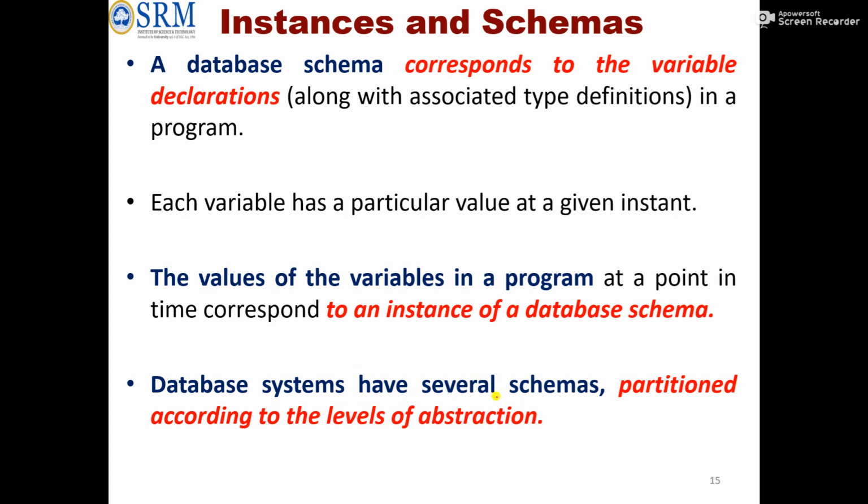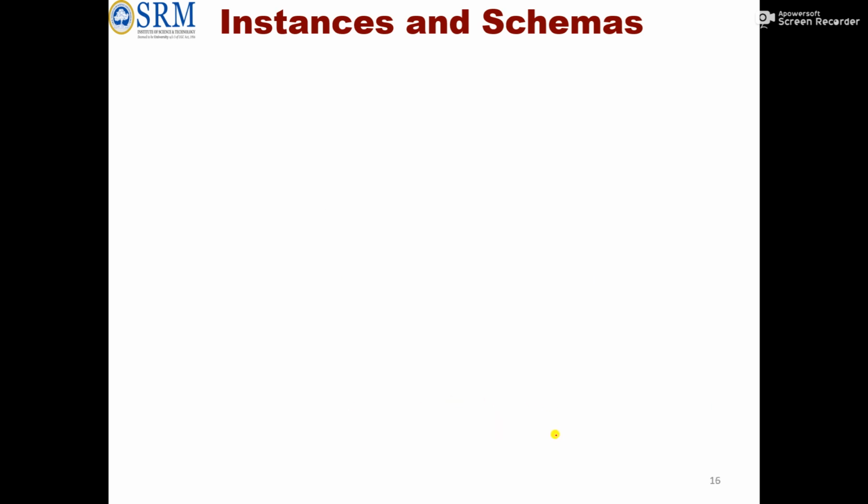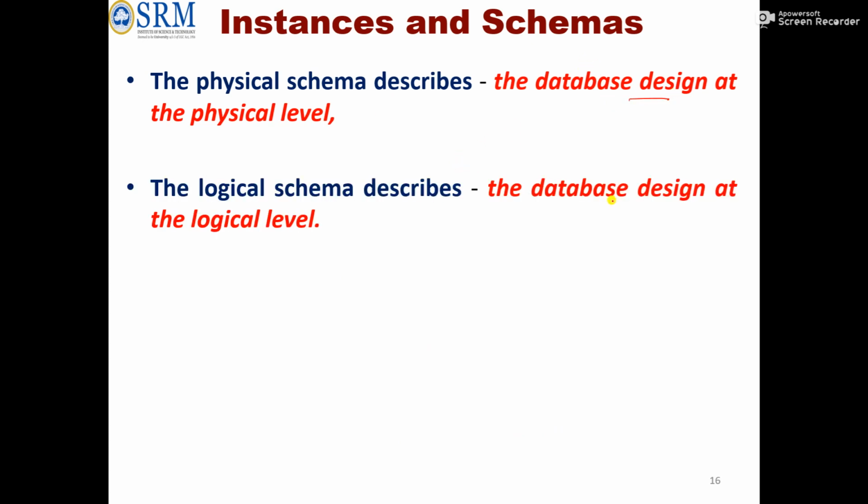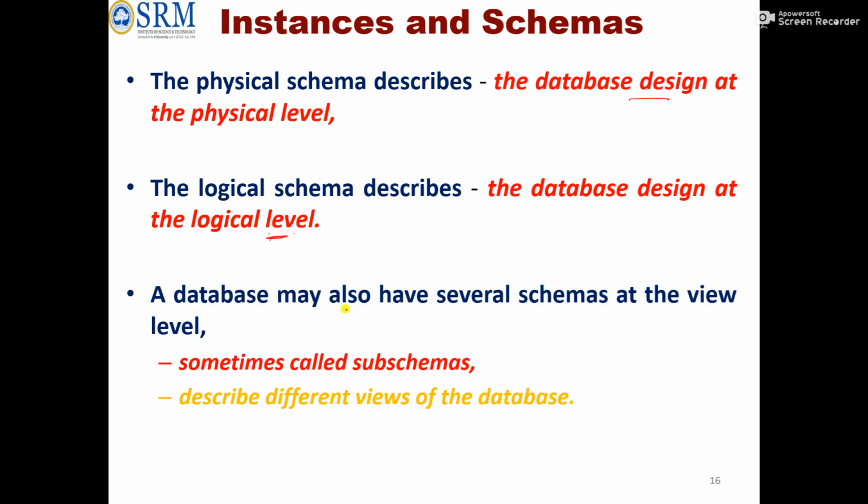The database systems have several schemas which are partitioned according to the levels of abstraction. The physical schema describes the database design at the physical level, whereas the logical schema defines the database design at the logical level. Right? A database may also have several schemas at the view level, because there are so many end users trying to access parts of the database. Those are called subschemas. That's why we have various views at the view level.